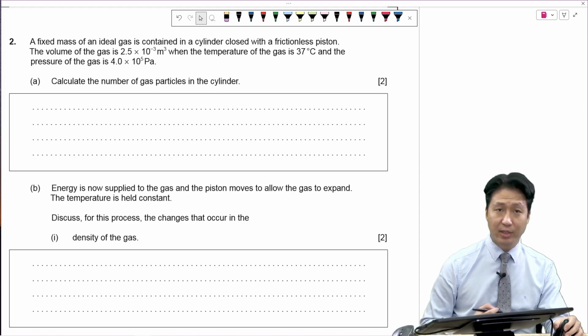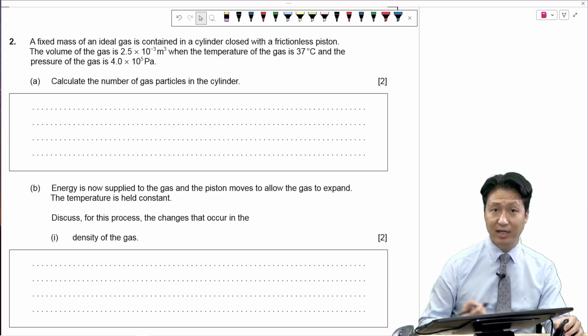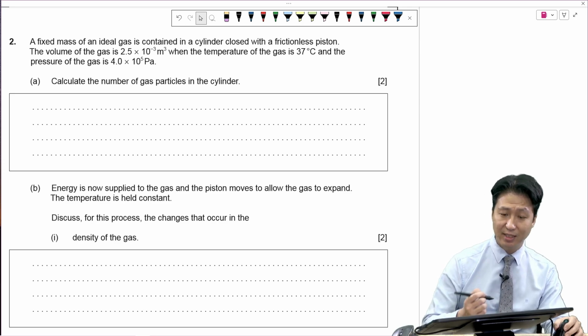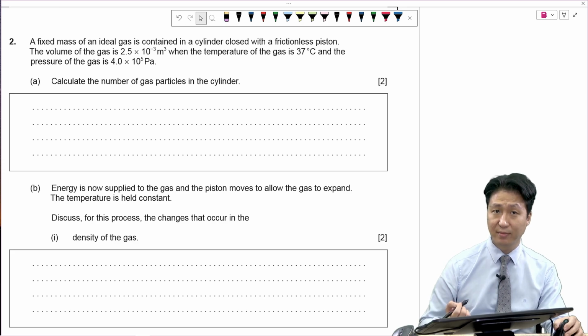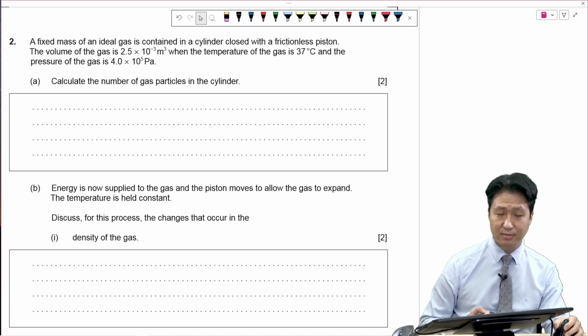In part 2, or question number 2, a fixed mass of an ideal gas is contained in a cylinder closed with a frictionless piston. The volume of the gas is 2.5 times 10 to the negative 3 cubic meters when the temperature of the gas is 37 degrees Celsius, and the pressure of the gas is 4 times 10 to the 5 pascals. A, calculate the number of gas particles in the cylinder.